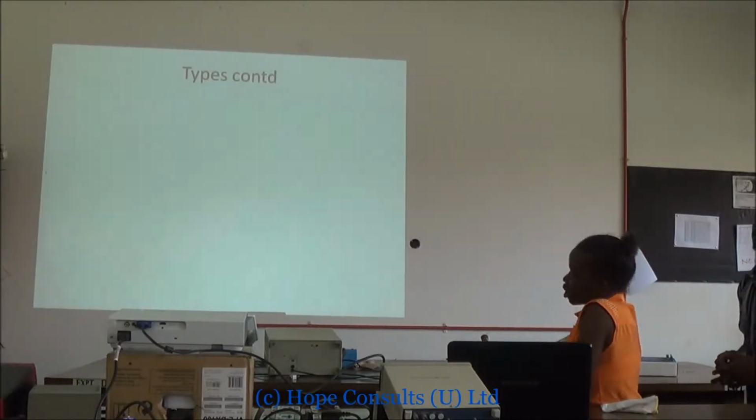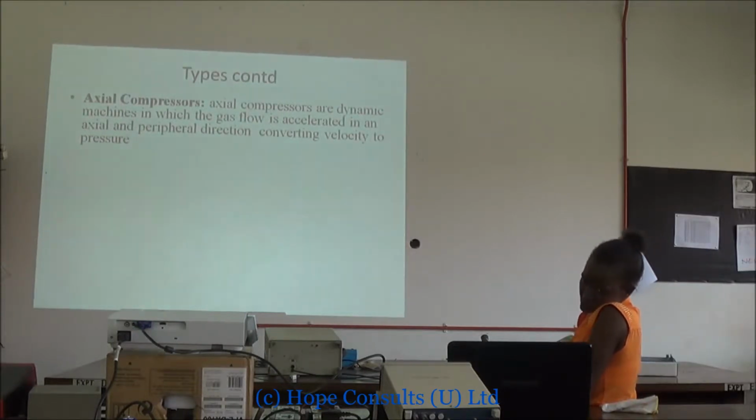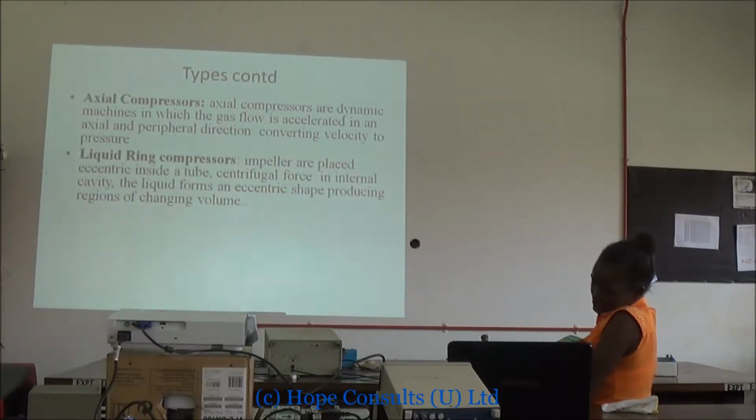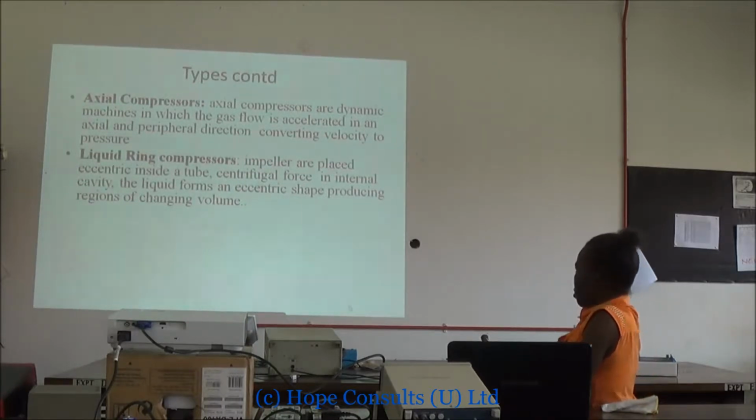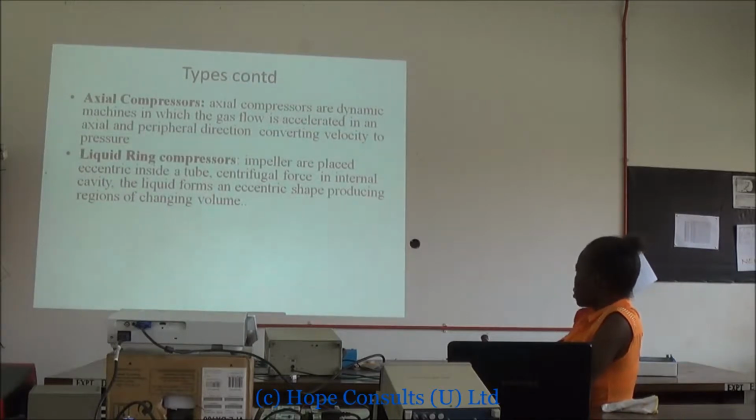This is also attached to a single rotating shaft for a multiple stage structure. The next one, we continue with the axial compressors, whereby the dynamic machines are accelerated, in which the gas is flowing in the axial direction, converting the velocity to pressure. Second last, we have the liquid ring compressors. This is where the impellers are placed inside a tube, and the centrifugal force in the internal cavity makes the liquid form the shape producing regions of changing volume.